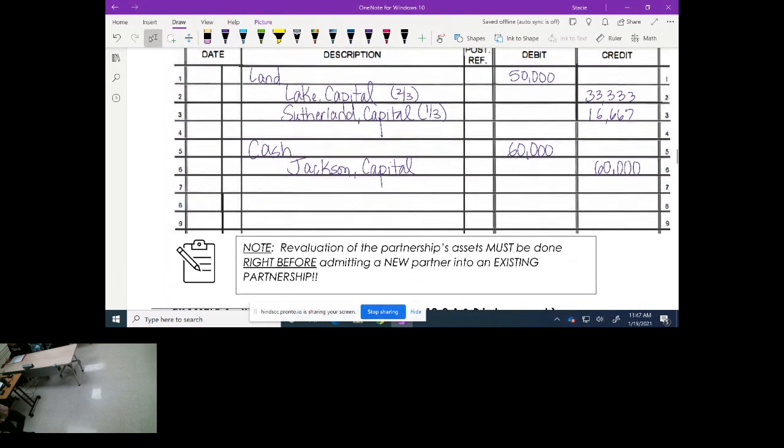That better? So the second entry is to record Jackson's entry into the partnership. Well, he's putting in 60 in cash and he's getting 60 in equity, so that's pretty easy. 16,667, 33,333. Just round it. It's a funky number. You can tell when I make them up. Sometimes the book does numbers like that too. I try not to make them weird like that, but it happens.